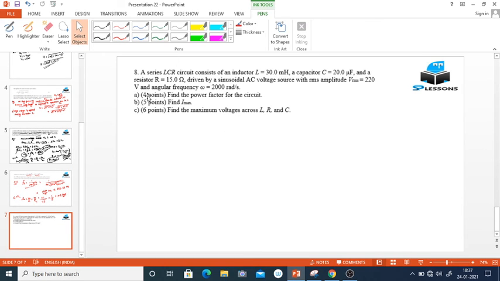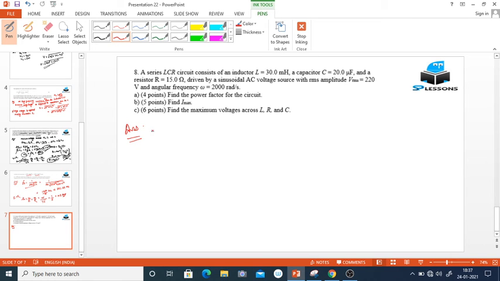Okay, a series LCR circuit with inductor L, capacitor C, and resistance R, driven by a sinusoidal AC voltage source with RMS amplitude Vrms equal to 220 volt and an angular frequency omega equal to 2000 radian per second. You have to find three things: the power factor cos phi, find I maximum, and find the maximum voltage across VL, VC and VR. Okay, it's also the same question I think. So we can start the solution.